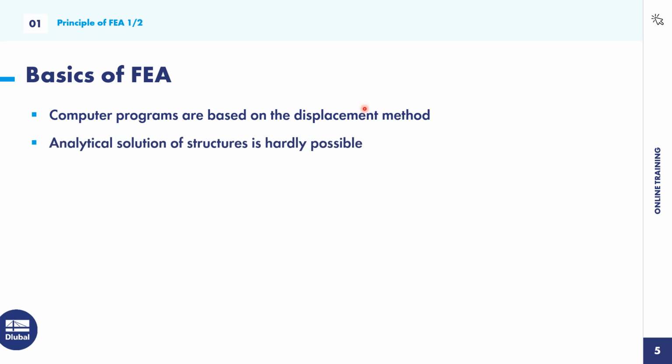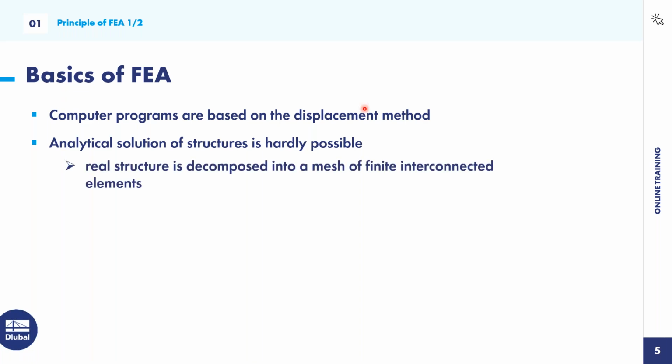The analytical solution of very complex structures is in reality really hard. When you want to calculate something by hand or with Excel, you are going to the limits, because it's very hard to achieve realistic results. So you have to use FEA programs, FEA software. What is going to happen there? The real structures are decomposed into a mesh of finite interconnected elements. That's also where the name finite element analysis comes from. So the real structure is decomposed into a mesh of finite interconnected elements.